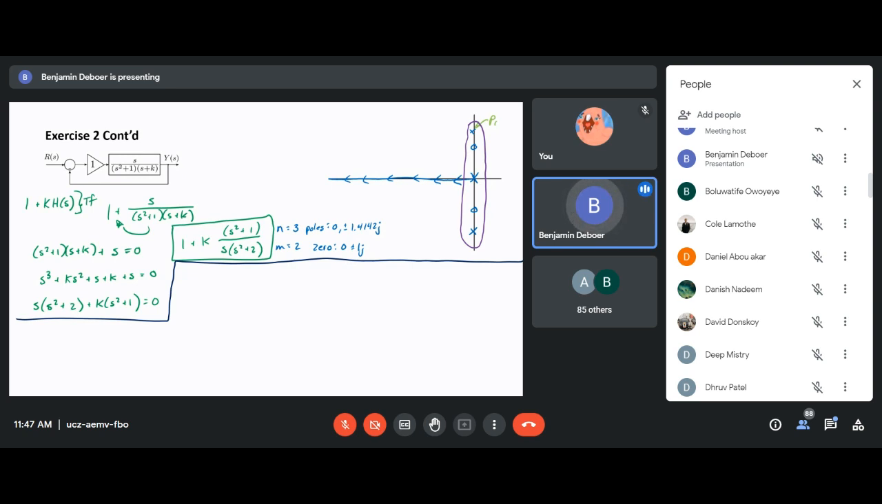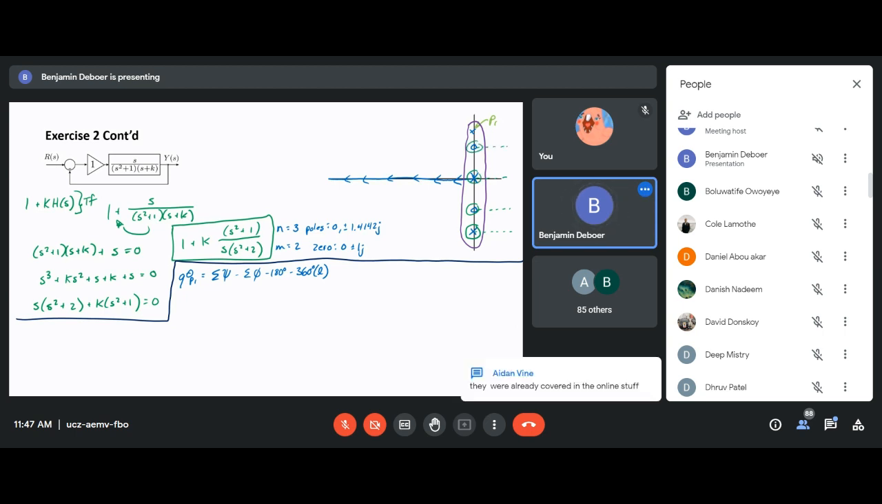Okay, so quickly we're going to look at the angle of departure and arrival. So we're going to look at this pole up here. And so the first thing we're going to do is actually write out our equation. So the sum of the zero angles minus the sum of the pole angles minus 180 minus 360 degrees times L. And so we'll have a quick look here. And we're going to start with this pole, this zero, this pole, and this zero.